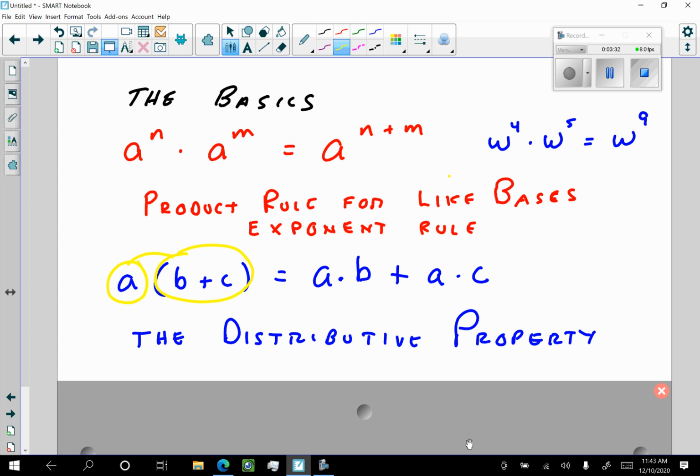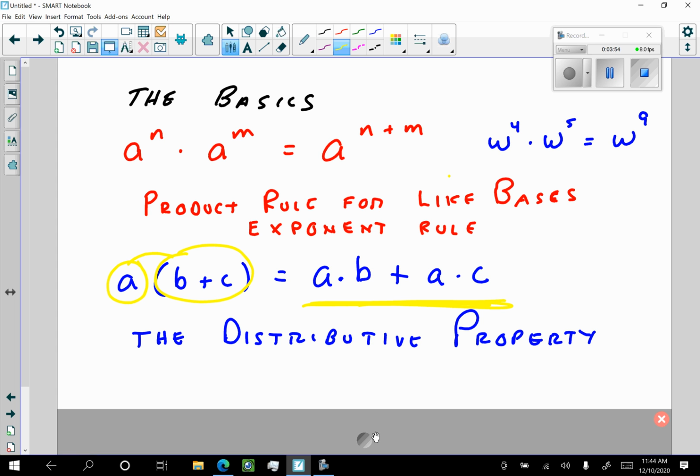What we're going to look at today are some sums that look like this, and we're going to use the reverse distributive property, because right now this is not factored. This is a sum. We're going to factor and make it into a product, factoring out the a. So these are the two basic rules that I'm going to use today: the product rule for like bases using exponents, and the distributive property.